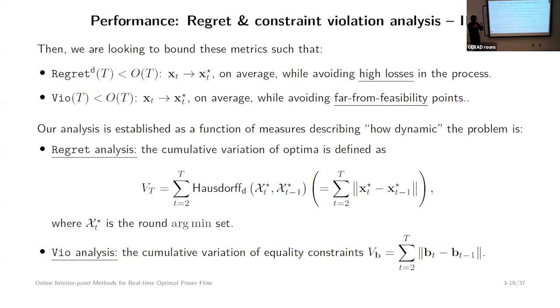We'll need some measure of how dynamic the problem is. Here, dynamic refers to how the problem evolves. So for the regret analysis, we'll first have the cumulative variation called VT, which is the distance between the arg min at one time step and at another time. If you picture an optimization problem that is, say, strictly convex, that has a single optimum, that just means the difference between two successive optima.